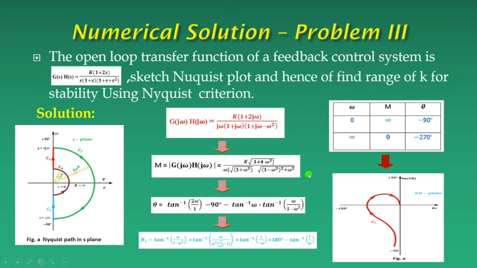Then draw the C1 path in the GH plane. At the starting of the C1 path, the magnitude is infinity and the phase angle is minus 90 degrees. So minus 90, minus 180 and this minus 270 is the finishing point, and the magnitude is 0.